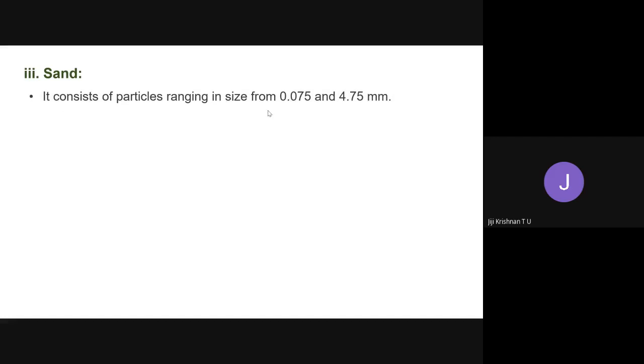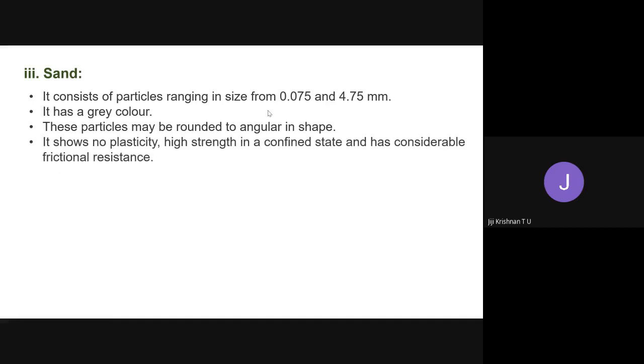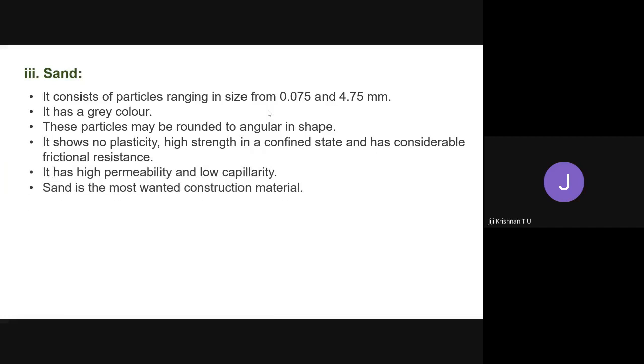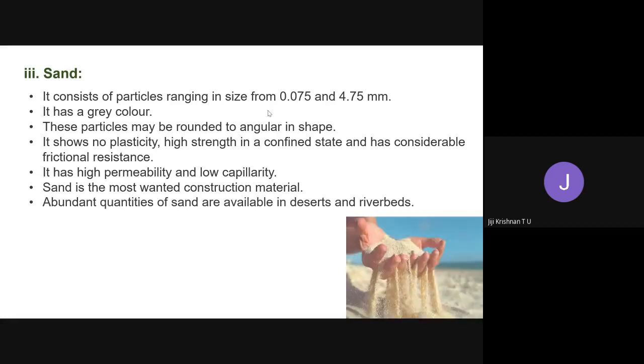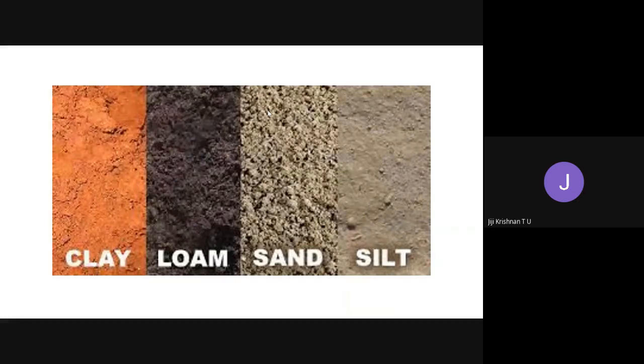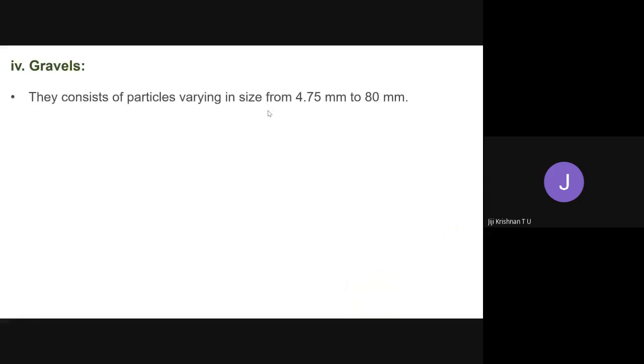Sand. It consists of particles ranging in size from 0.075 mm, that is 75 micron, to 4.75 mm. It has a gray color. These particles may be rounded to angular in shape. It shows no plasticity, high strength in a confined state, and has considerable frictional resistance. It has high permeability and low capillarity. Sand is the most wanted construction material. Abundant quantities of sand are available in deserts and riverbeds. These are the figures which show clay, sand, and silt, in which loam is the combination of clay, silt, and sand. Moving to gravels, they consist of particles varying in size from 4.75 mm to 80 mm.